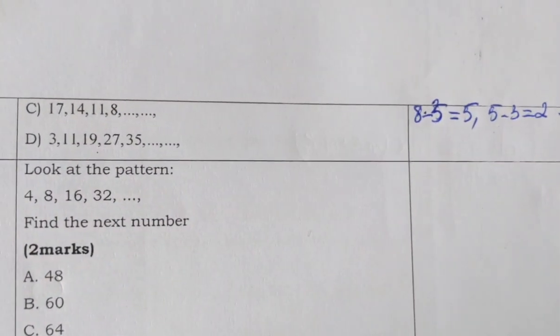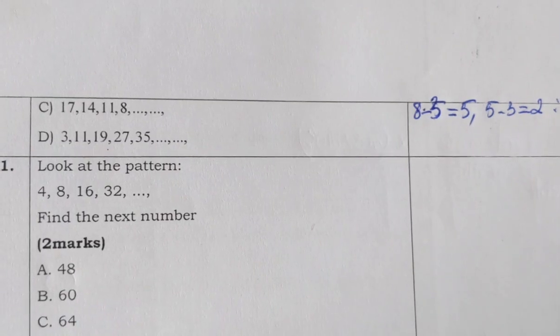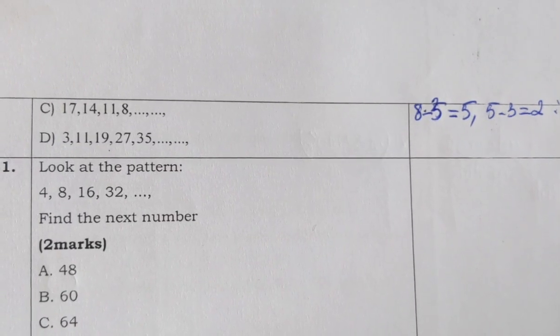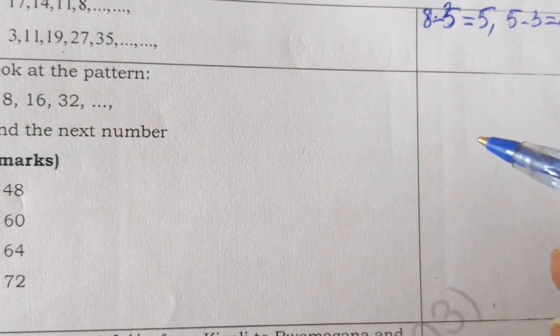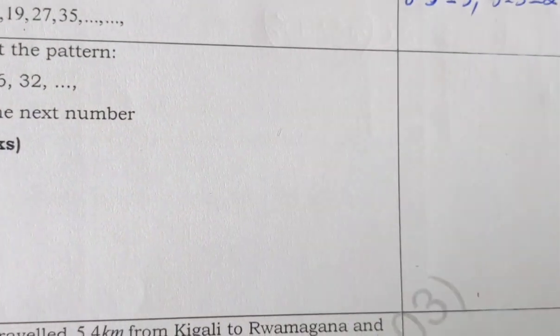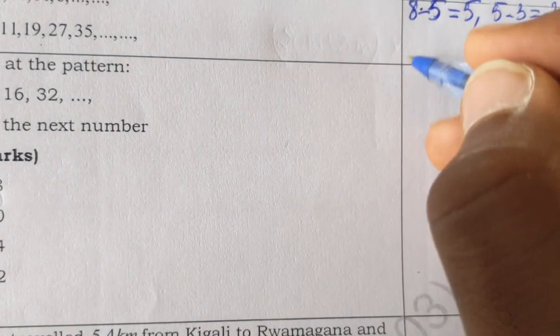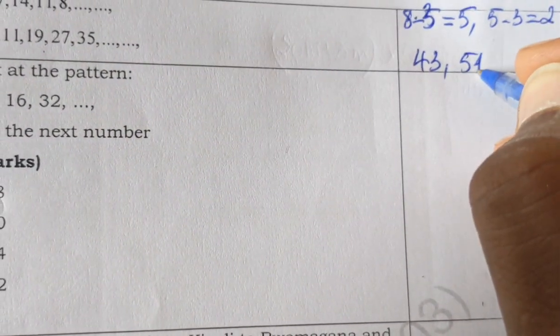And then for question D, to mean here the common difference between 11 and 3 is 8. To mean the missing numbers are 43 and 51.